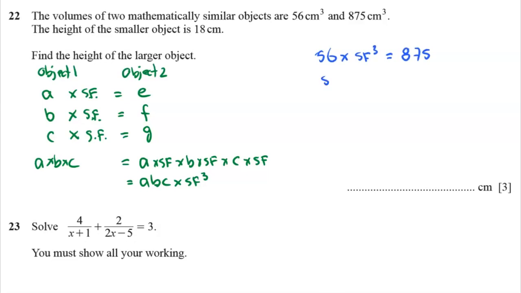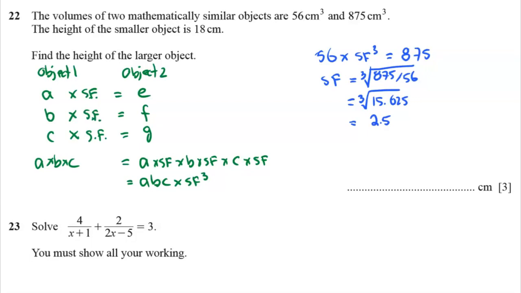All right, so how do we work out the scale factor? We're going to do the cube root of 875 divided by 56. So that will equal the cube root of 15.625. And if we do the cube root, we'll get 2.5. All right, so the scale factor is 2.5.